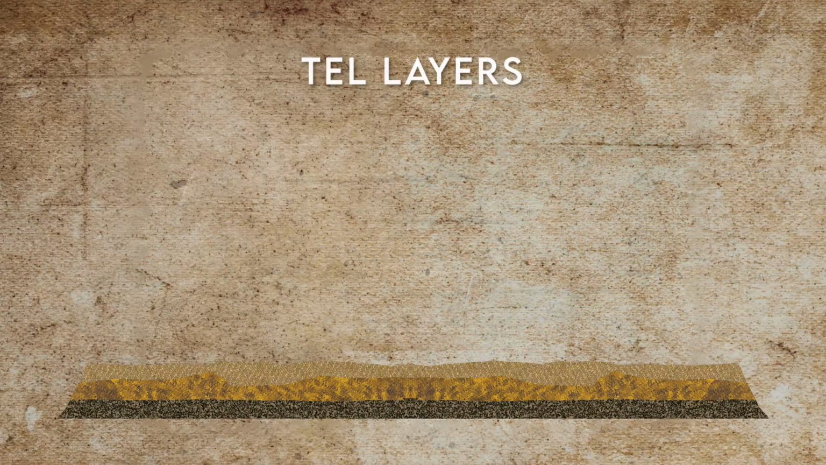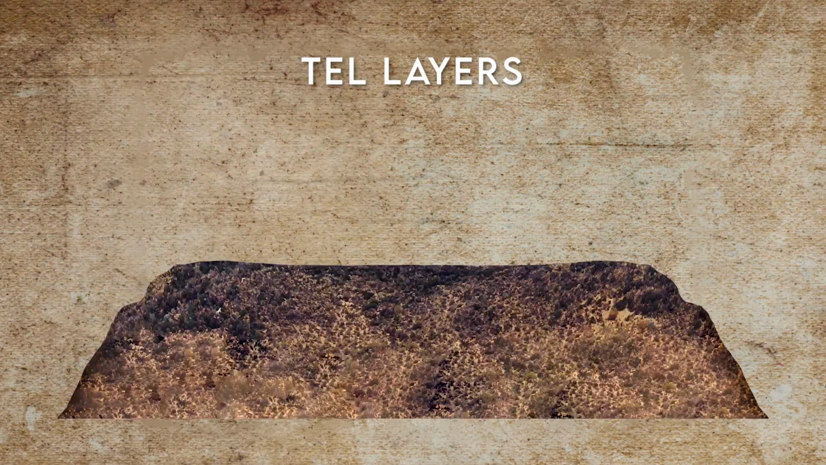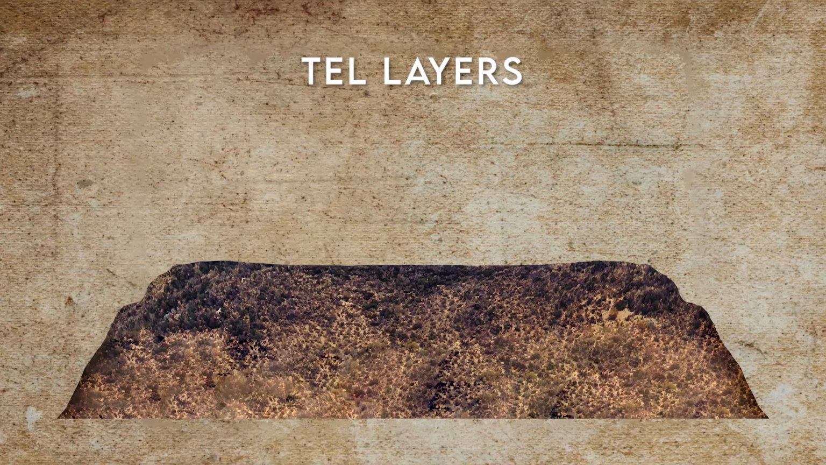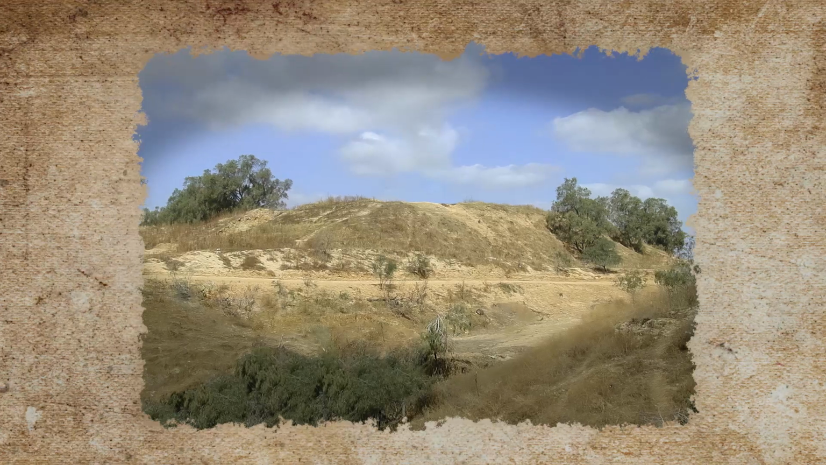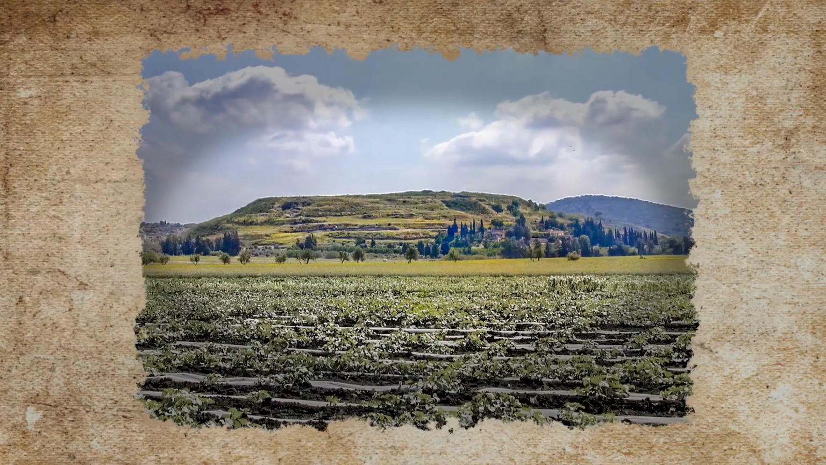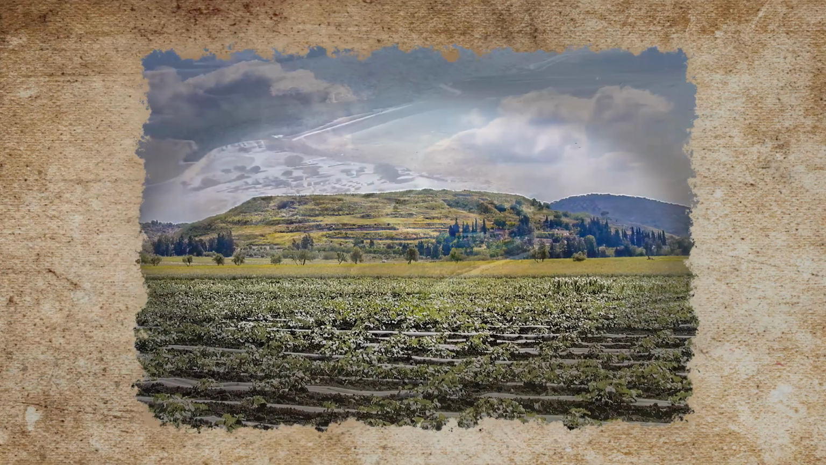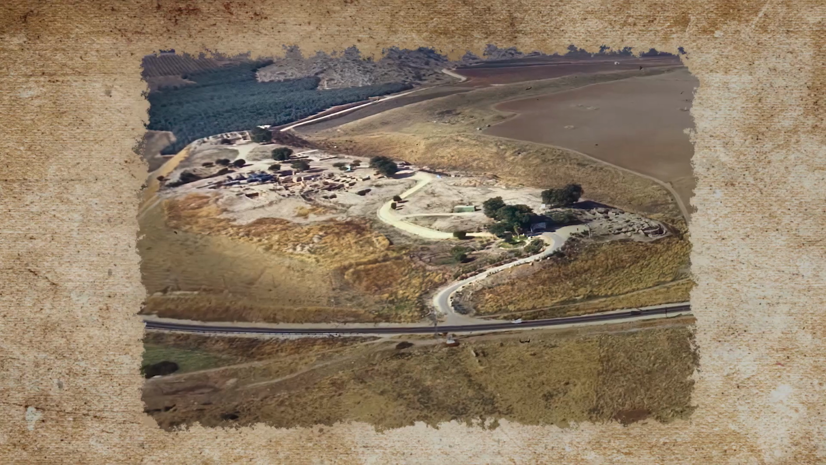A tell is a mound formed by layer upon layer of physical remains from successive populations that once occupied the site. Some of the smaller ones are only 4 or 5 acres in size, but one, Tel Hazer, is over 200 acres. That's large enough to hold over 150 football fields. The tells are the remains of ancient cities, many of which are mentioned in the Bible.